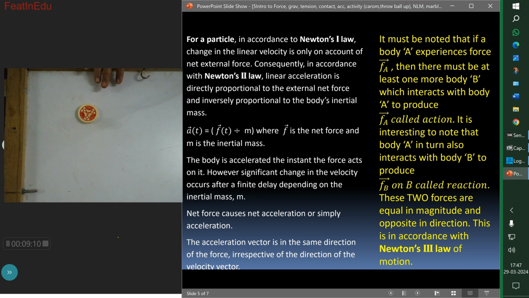Sir, delay depending on the inertial mass means that if the mass is more, then the time taken for the velocity to change is also more. See, now let us do it like this. Go step by step. If the mass is more, the acceleration is less for the same time. There ends the matter. Now coming to the significant change in the velocity.